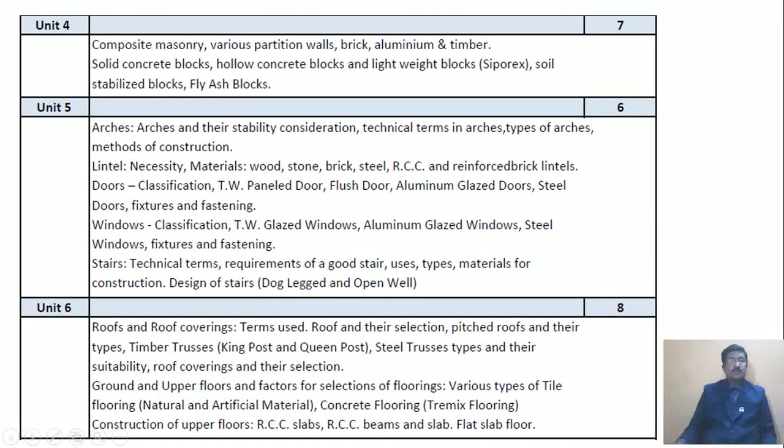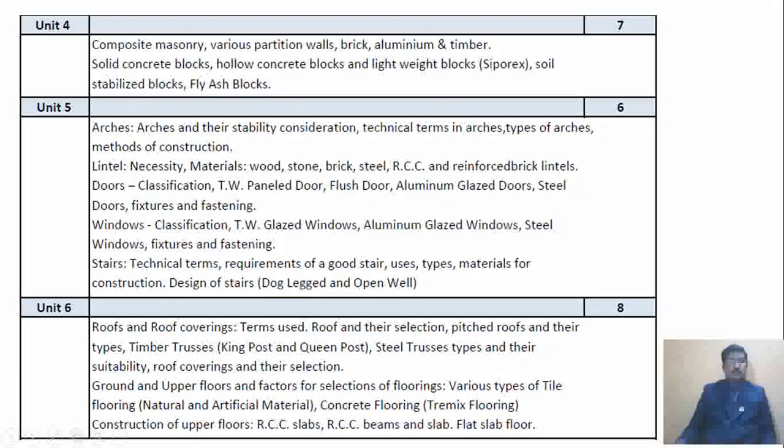Unit number 4 comprises 7 lectures which include the content: composite masonry, various partition walls, bricks, aluminum and timber, solid concrete blocks, hollow concrete blocks and lightweight concrete blocks, soil stabilized blocks, fly ash blocks, etc.